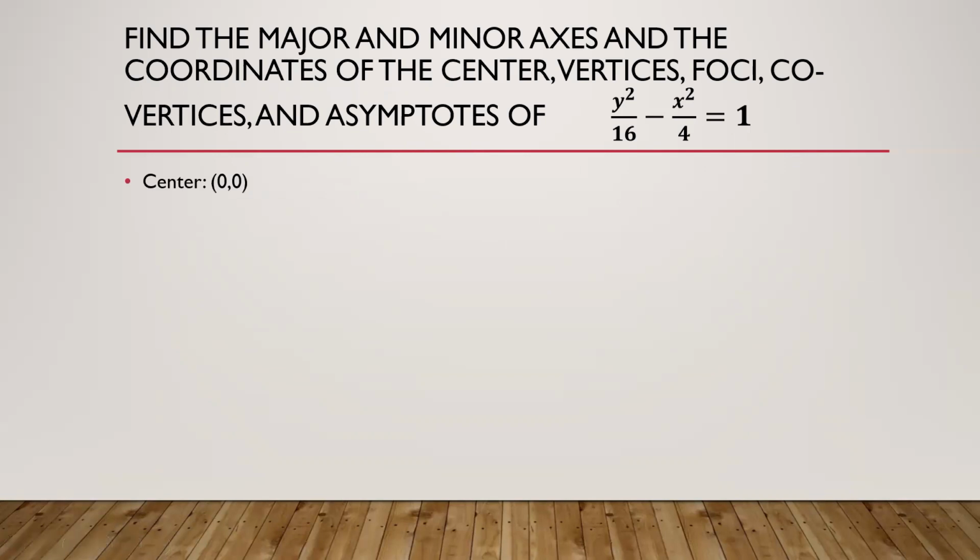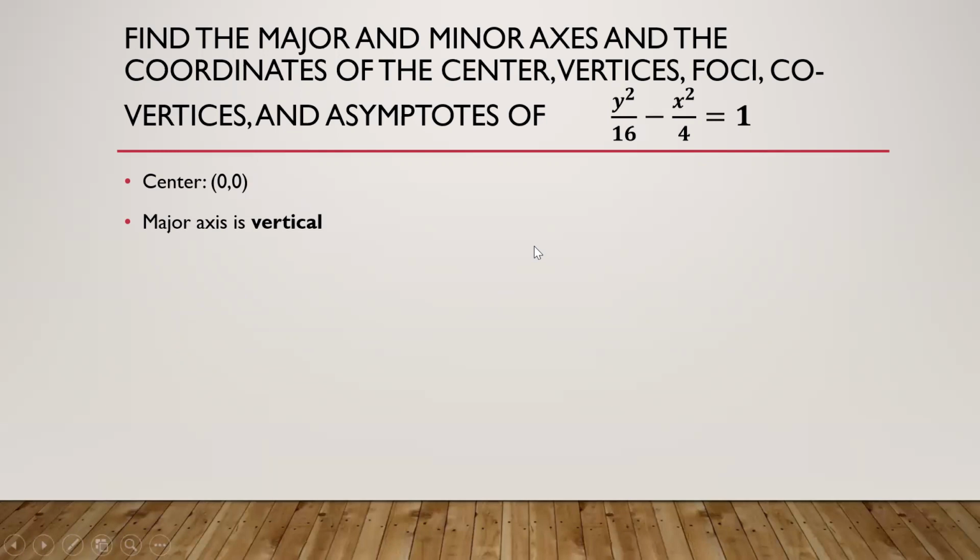So from the given equation, we can determine the center. The center is at the origin because it's just y squared and just x squared. So that's 0, 0. Now, our major axis or our transverse axis is vertical. Why is that? Again, because y came first before x. So that means it is vertical.